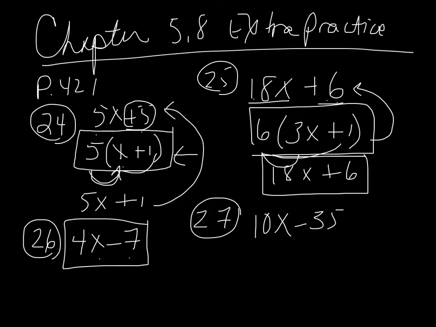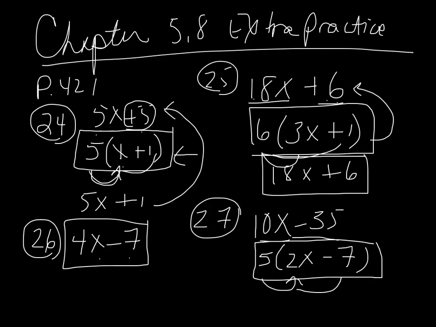And number 27 in here is 10x minus 35. So can we factor this? Sure enough, we can pull a factor of 5 out of both terms. So if we do that, we pull it out here outside the parentheses, and I'm left with 2x minus 7. And to check it, I would go 5 times 2x. That would indeed give me 10x. 5 times negative 7 indeed gives me that. So this is correct.